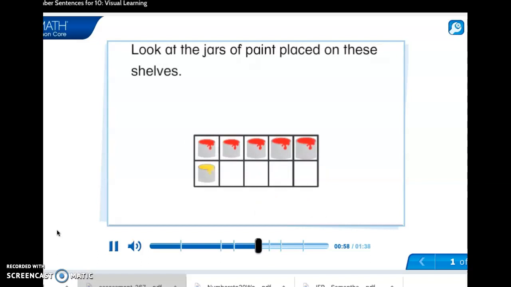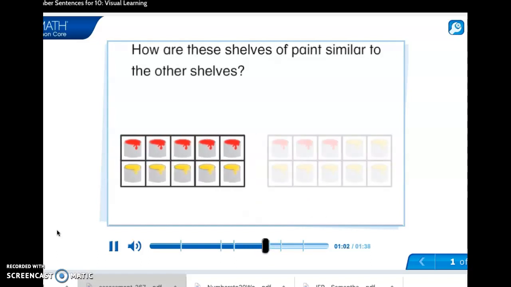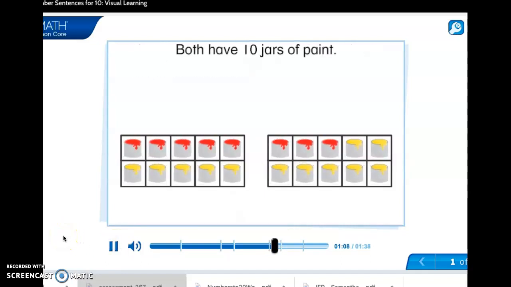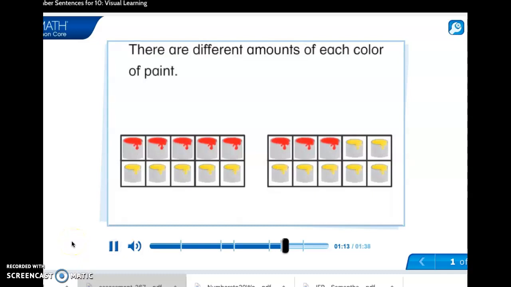Look at the jars of paint placed on these shelves. How are these shelves of paint similar to the other shelves? Both have 10 jars of paint. What is different? There are different amounts of each color of paint.